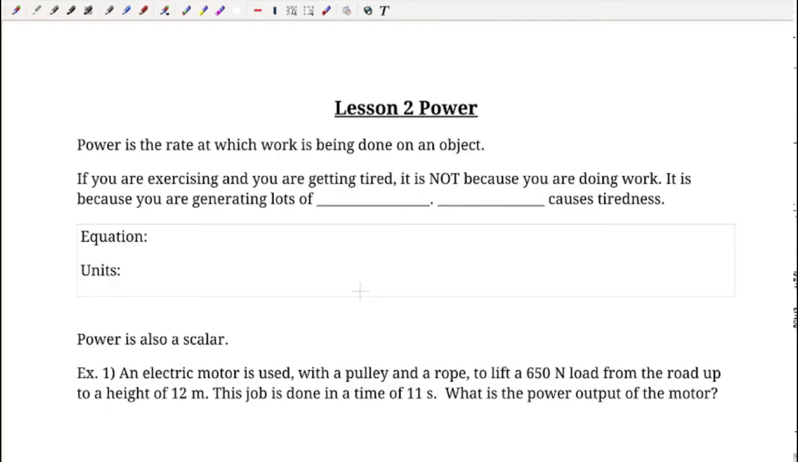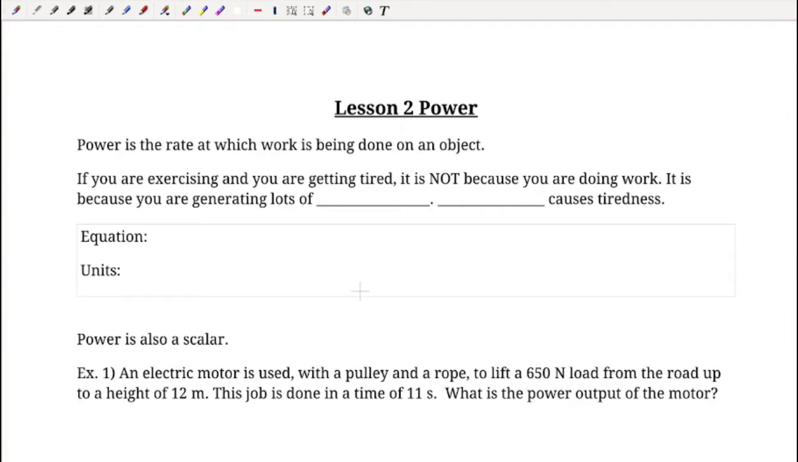This next lesson is on power. And power is the rate at which work is being done on an object. So when we talked about work in the last lesson, we didn't actually care how long it took us to ride our bike to the top of the hill or to lift that box into the back of the truck. We just wanted to know how much energy did we use. Now with power, we're going to take time into consideration.